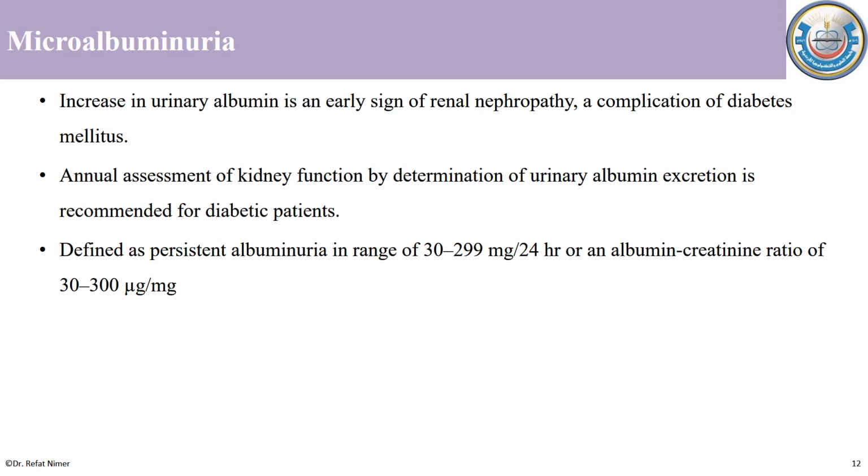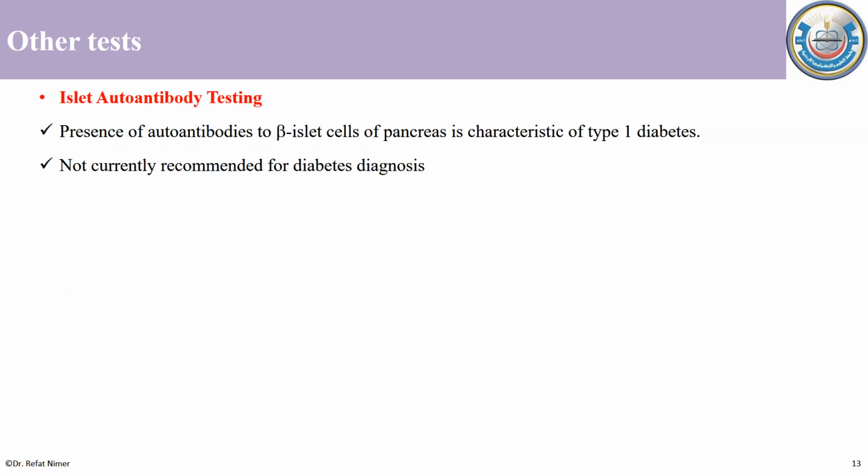The microalbuminuria test is very important to determine whether the diabetic patient may or may not develop renal nephropathy. We have other tests like islet autoantibody testing: the presence of autoantibodies to the beta islet cells of the pancreas, which is a characteristic of type 1 diabetes. So, as I said, diabetes type 1 is also a type of autoimmune disease.